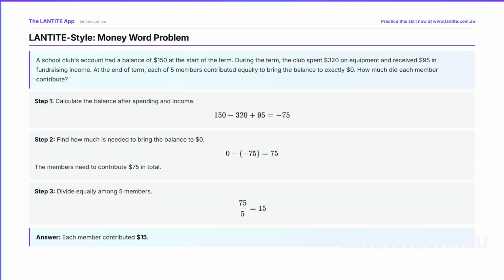This is a multi-step money problem. The club starts with $150, spends $320, and receives $95 in fundraising. 150 minus 320 plus 95 equals -75. The account is $75 in debt. To bring it to zero, the 5 members need to cover that $75 shortfall. 75 divided by 5 equals 15. Each member contributes $15. This question combines negative numbers with division, a common LANTITE pattern.